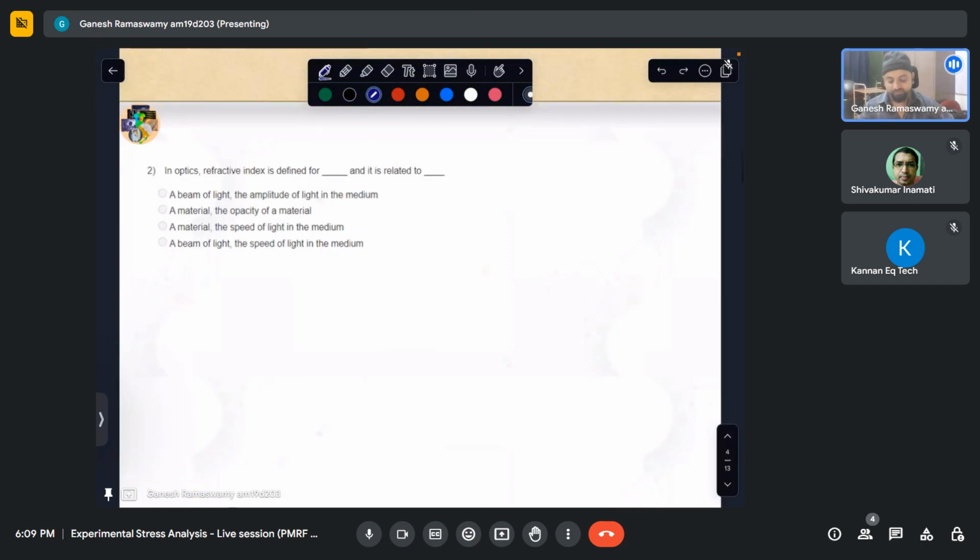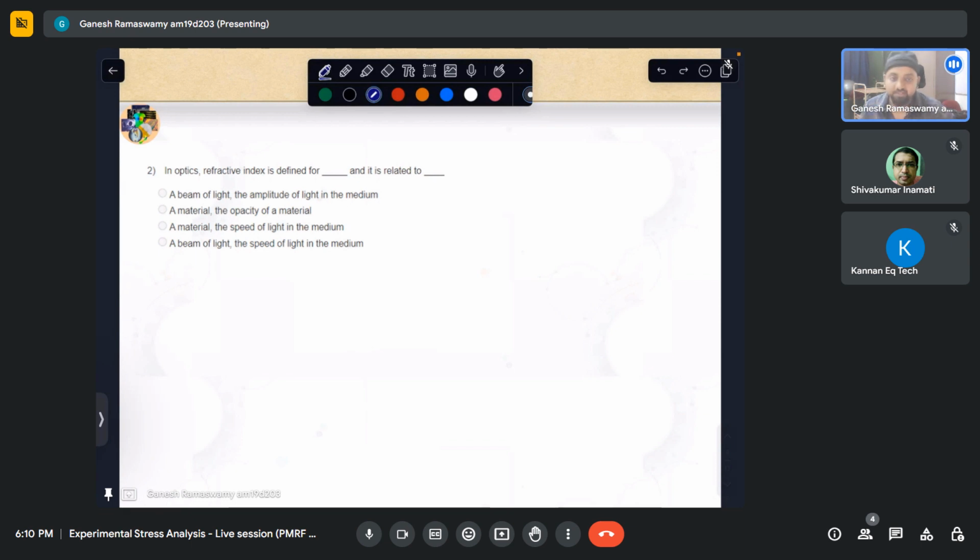Okay, so this question says, in optics, the refractive index is defined for what, and it is related to which of the following? The options being: the refractive index is defined for a beam of light and is related to the amplitude of light in the medium; it is defined for a material and the opacity of the material; it is defined for a material and the speed of light in the medium; it is defined for a beam of light and is related to the speed of light in the medium.